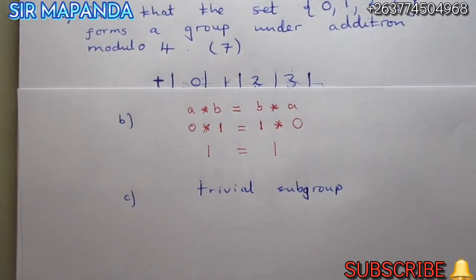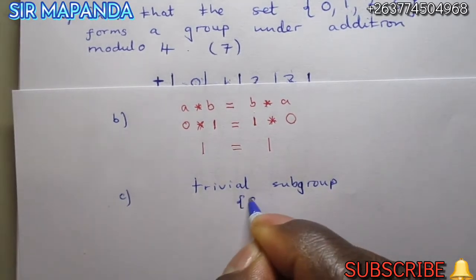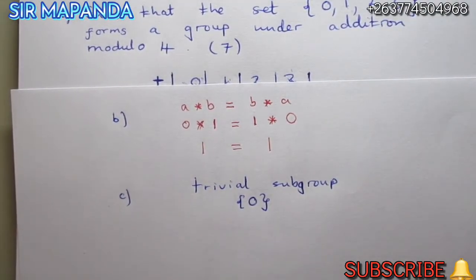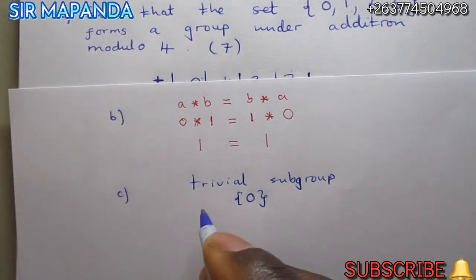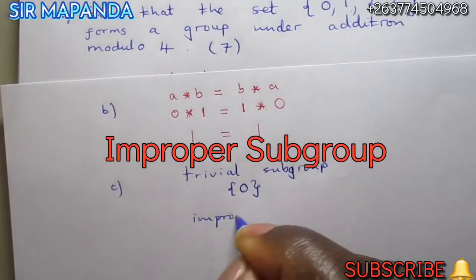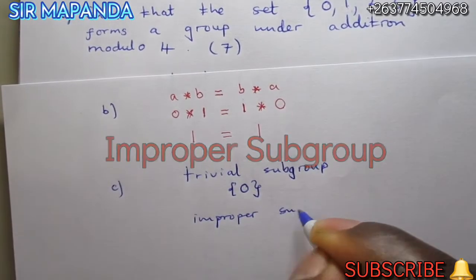Remember, in this question, the identity element was 0. So the group is going to be made up of 0. This is the trivial subgroup. I hope you are following. After the trivial subgroup, we have what we call the improper subgroup.